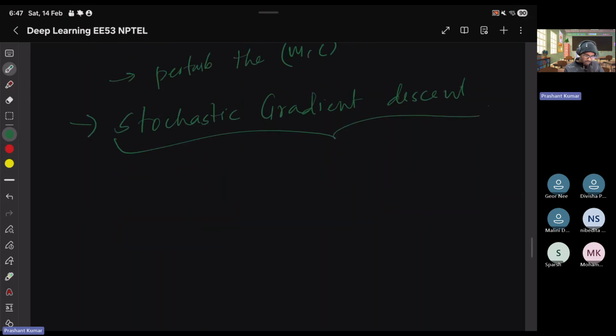However, there is a method called the momentum-based method, in which you improve your stochastic gradient descent by adding some momentum.